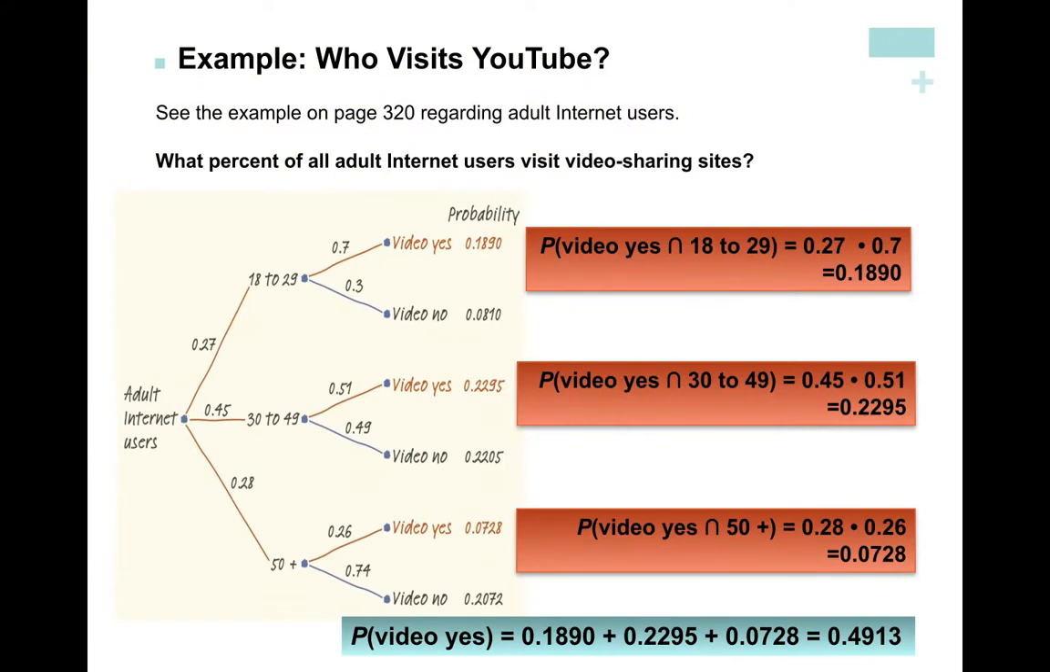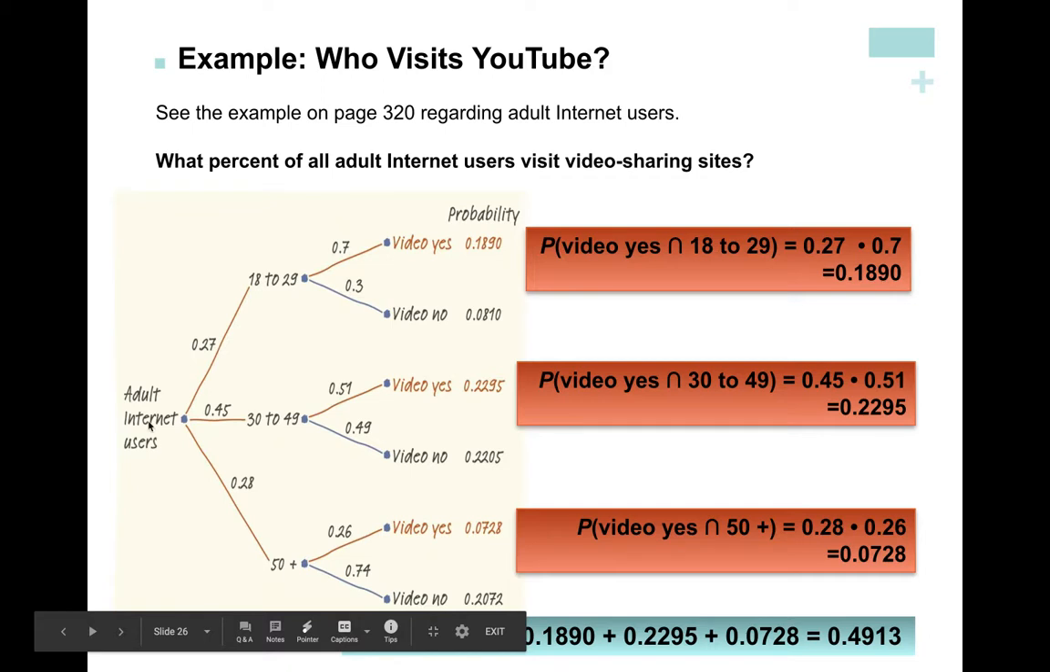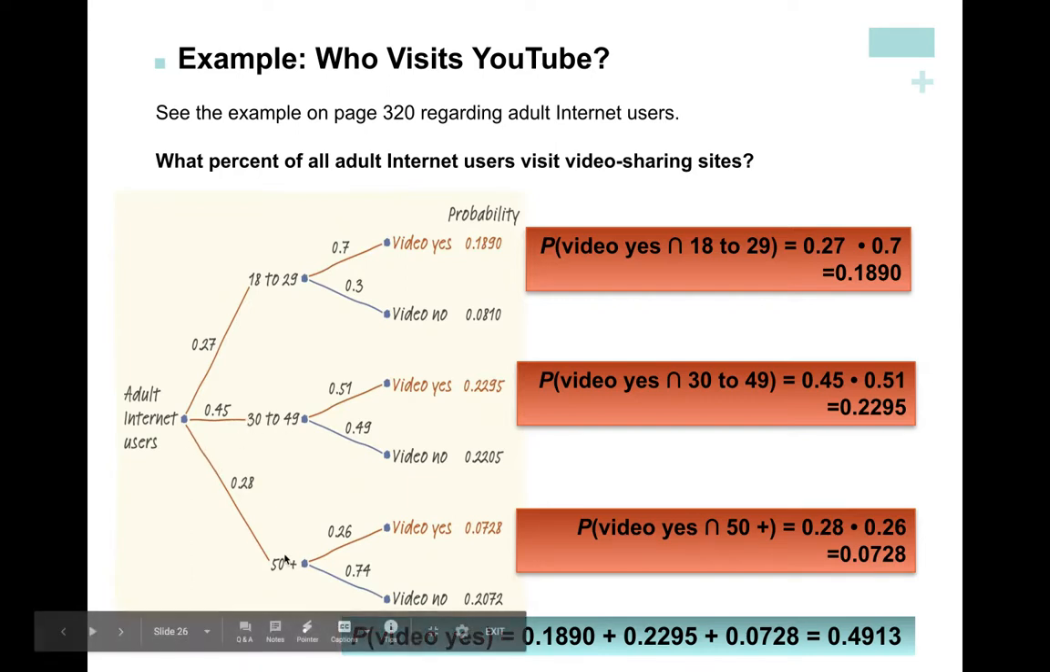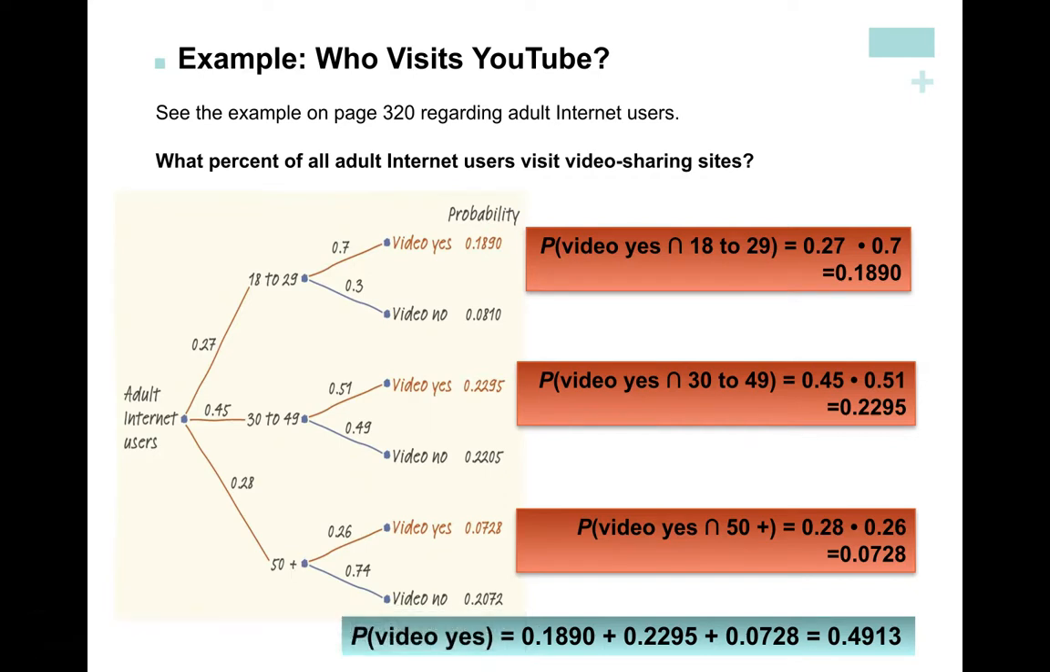Okay, so here's another, slightly more complex tree diagram. In this case, the only thing that's more complex is that starting from the very beginning, it's not just binary. There are 3 different outcomes, I should say. So 18 to 29 years old, 30 to 49 years old, and then 50 and over. Okay, so out of all adult internet users, approximately 0.27 of them are between this age, 0.45 are between this age, and 0.28 are approximately this age.